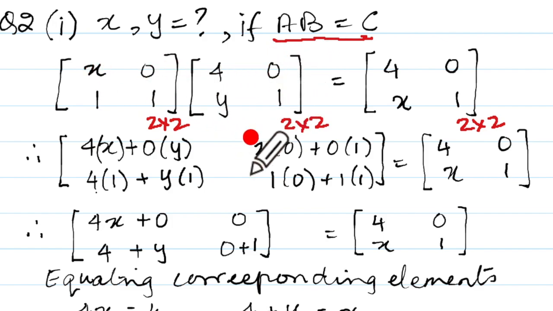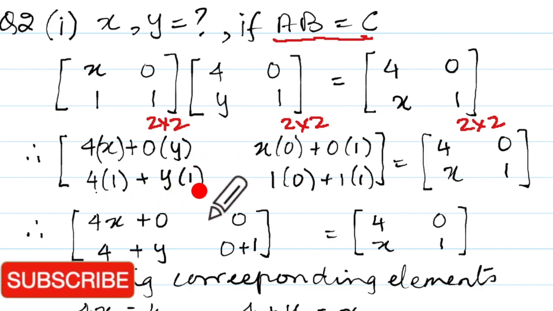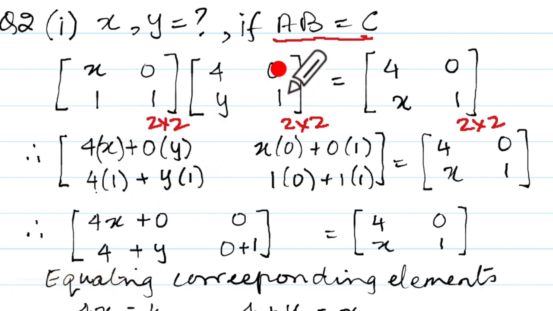Now for the second row, we will take the second row here, and from horizontal we'll go vertical: 1 into 4, 1 into y. Then this way and this way, 1 into 0, 1 into 1. And this we copy as it is. Simplifying, this becomes 4x plus 0, and here it becomes 0 plus 0, which means 0. This is 4 plus y, and this is 0 plus 1.